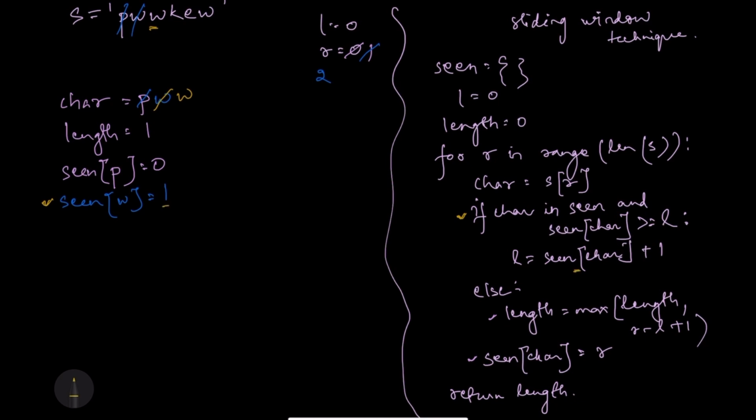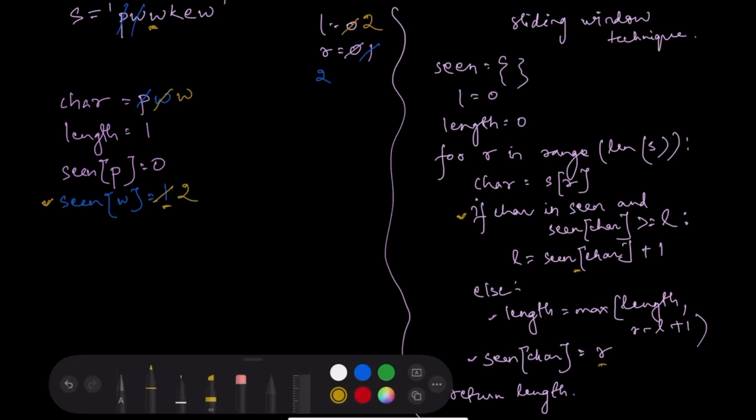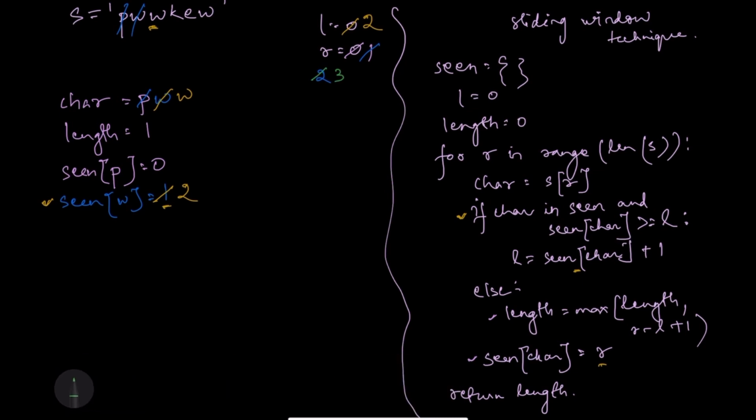So we have got 1 here, so what we will be doing is plus 1, that would be 2. So our right is 2, our left is 2, and we have got w. Now what we will do is we will update the index of w and we will update it to r, which would be 2. Now we will change our r and our r will right now be 3.